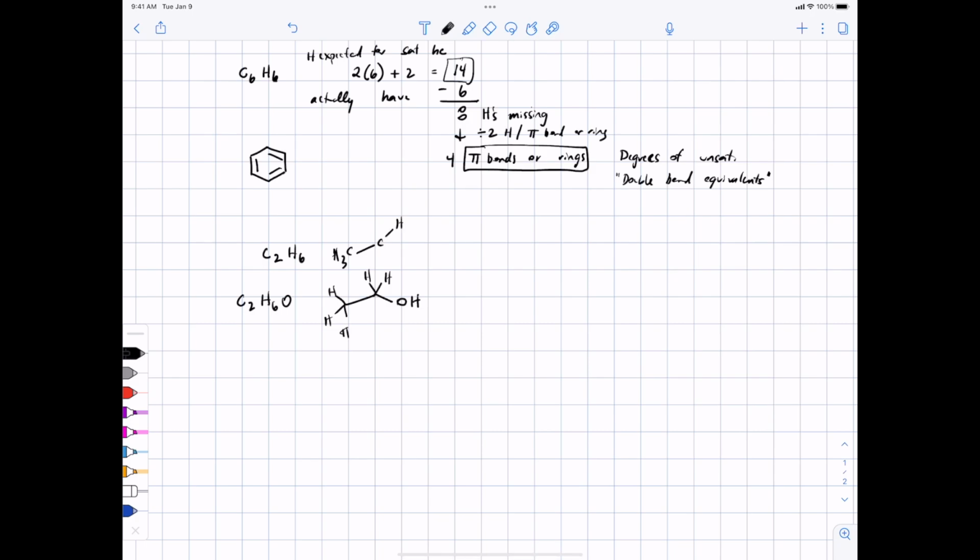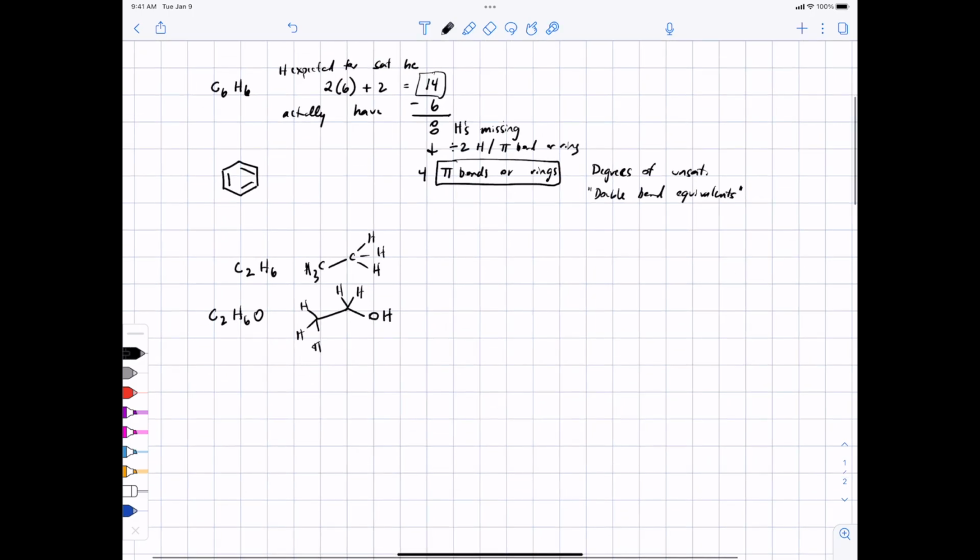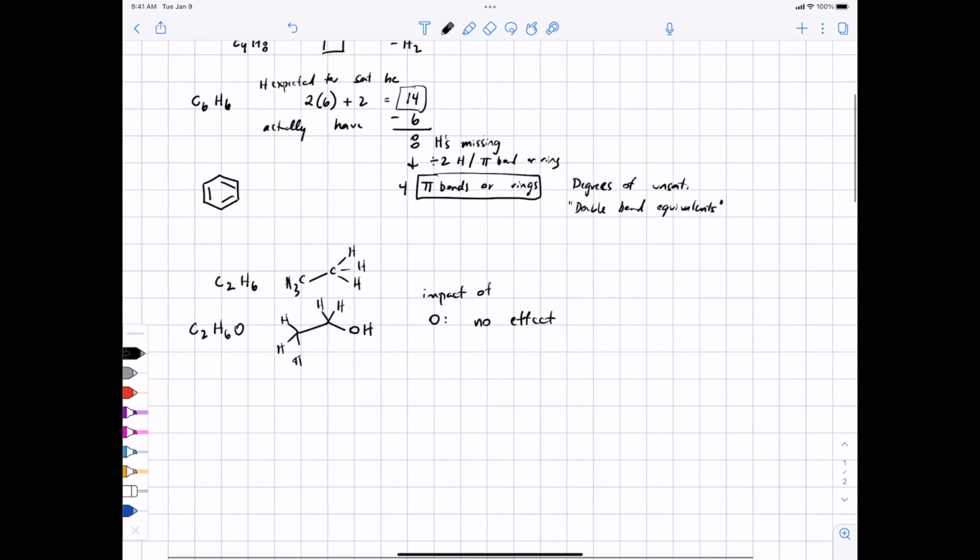So what that means is the inclusion of oxygen in an organic molecule will not change the expected number of protons for a saturated hydrocarbon. So the impact of oxygen on number of expected protons, none, no effect. What about ketones? Well, then you've got a double bond, right? So what I'm saying is, in calculating the number of protons you expect for a saturated hydrocarbon, you don't need to adjust your estimate for oxygen.